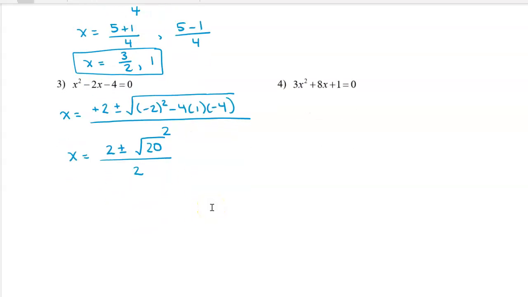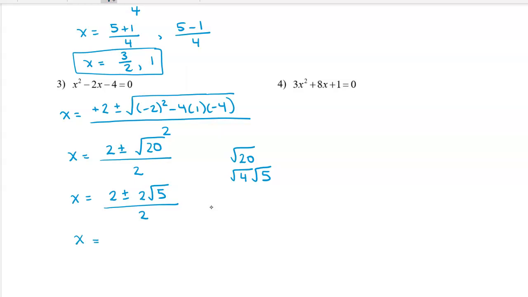Okay, now I do want to simplify my radical. This one doesn't square root, but we can change this to 2 plus or minus. And we know that the square root of 20 is equal to the square root of 4 times the square root of 5. So one of them is a perfect square, and we can square root 4, which is 2. So this will be 2 plus or minus 2 root 5 all over 2.